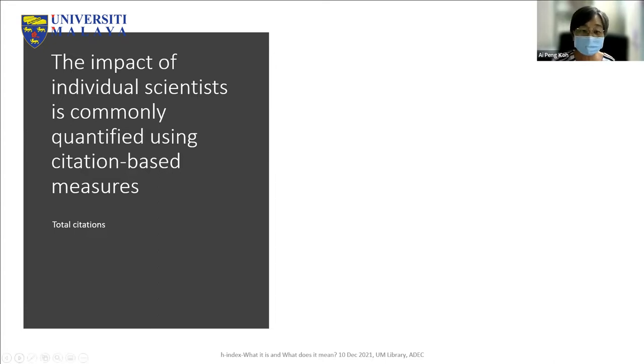So total citations mean a lot. So what else? Citation per paper. You have 100 papers. So what is the average citation that you receive per paper? Impact factor. Impact factor refers to the journal. But how do they calculate the impact factor of a journal? Again, it relates to citations.